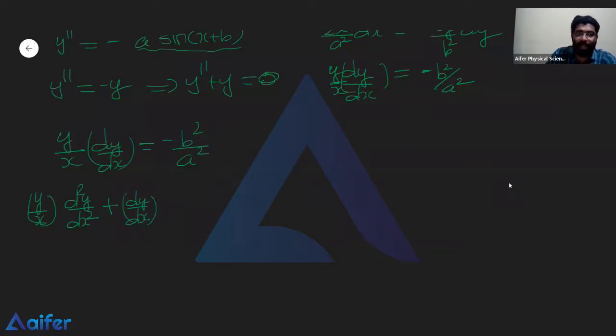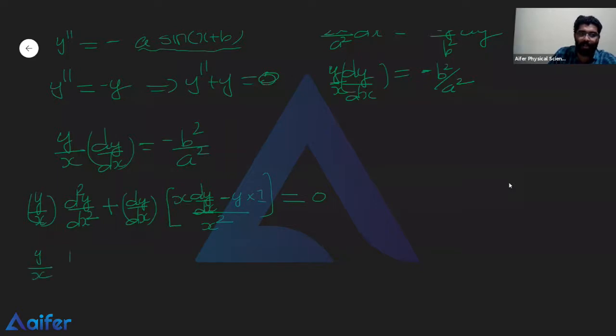Now you have y by x, you have to take the derivative with respect to x. So we have to apply the quotient rule for y and x, right? So denominator into derivative of numerator minus numerator into derivative of denominator, x is 1, divided by denominator square, which is x square, equal to, on the right hand side, upon taking the derivative you get 0, right? So the constants are removed. Now your answer is ready, right?